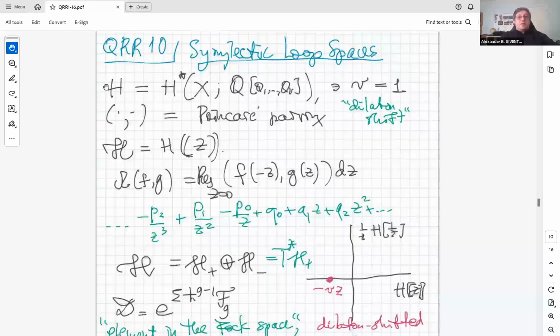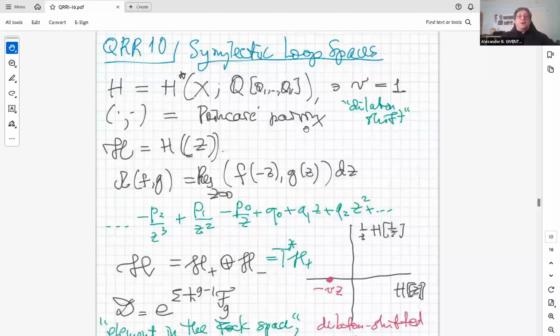So the input data to set up this formalism is a vector space H equipped with some symmetric non-degenerate pairing and a non-zero vector V, which is referred to in the formalism as the dilaton shift. But in reality, H will be the cohomology of the target space with coefficients in the ground ring, which is a Novikov ring. So these Q variables are needed in order to distinguish contributions of curves of different degrees into the generating functions.